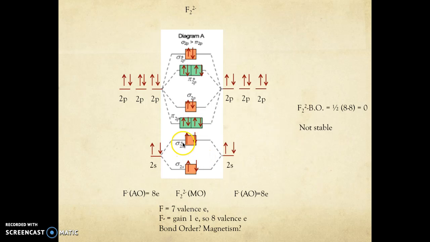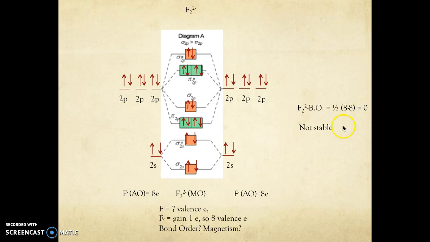The anti-bonding is the one at the higher level with the star on it. So how many anti-bonding electrons do we have? We have 1, 2, 3, 4, 5, 6, 7, 8. So we get 8 minus 8 divided by 2. And that gives you a bond order of 0.